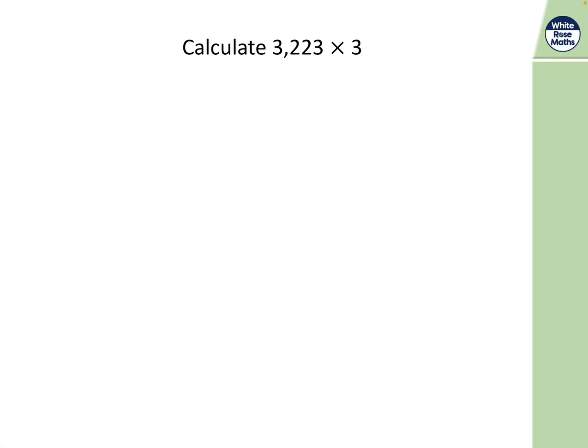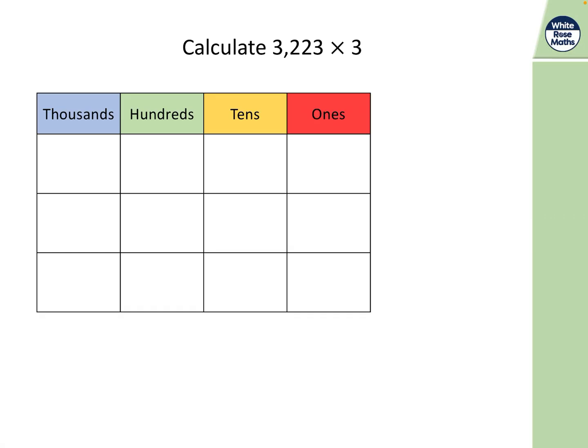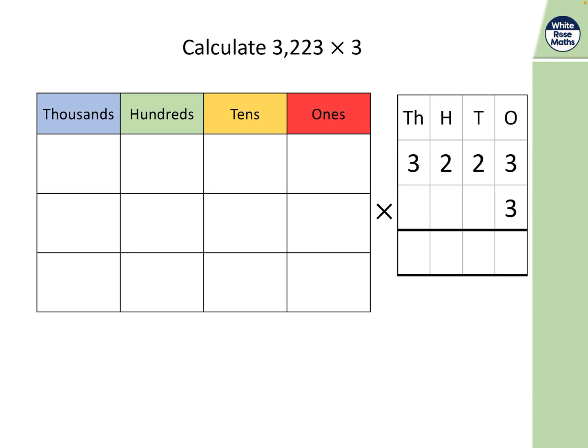We are going to calculate this problem. If you know how to calculate it, well done. I think some of us can do that in our heads. But for those of us that need a little bit more practice, let's have a look. Here's one way we can do it. We can do it with our place value grid, and we can also do it in a more formal column method.